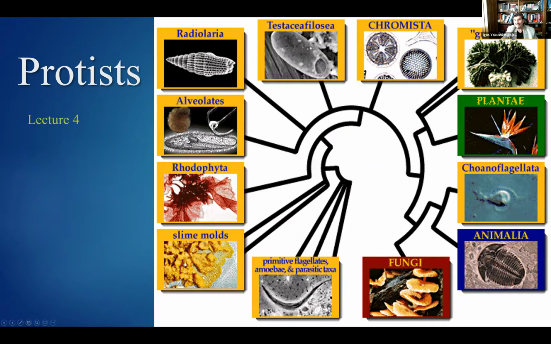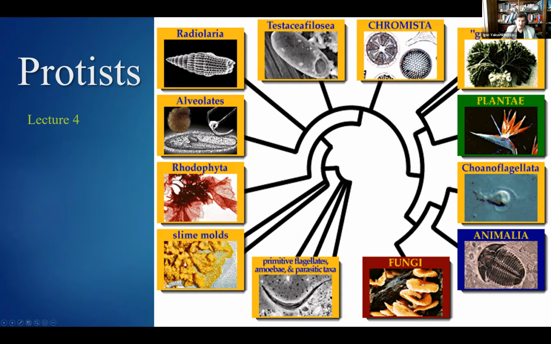So now this is the overall representation of something which is known as the eukaryotes. And as you can see, there are quite a few branches coming out, and some of them are rhodophyte. I will talk a little bit about those today.